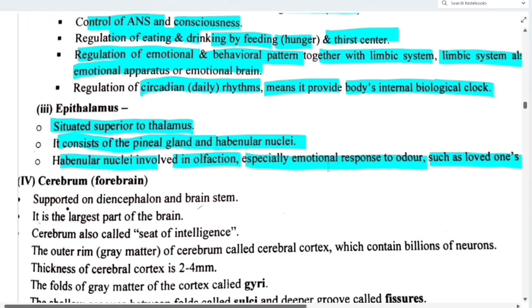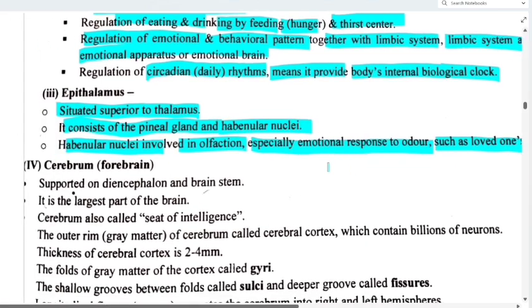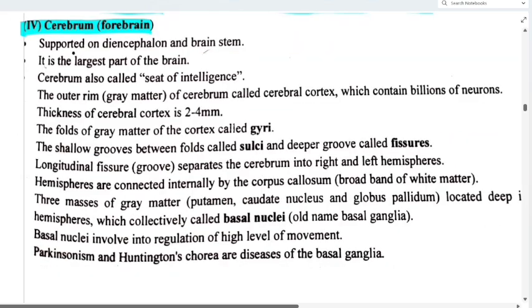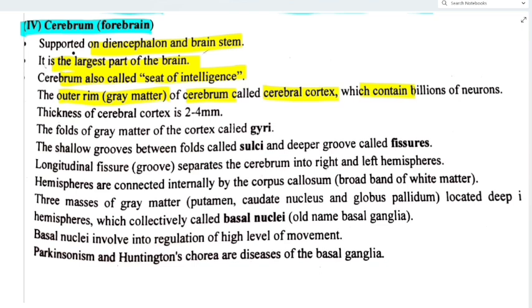Now, next is cerebrum, supported on diencephalon and brainstem. It is the largest part of the brain. Cerebrum is also called seat of intelligence. The outer rim of gray matter of cerebrum is called cerebral cortex, which contains billions of neurons. Thickness of cerebral cortex is 2 to 4 millimeter.